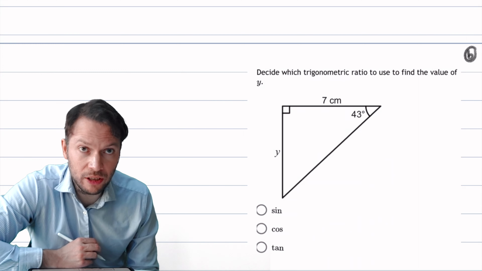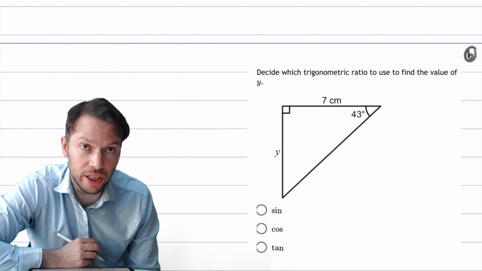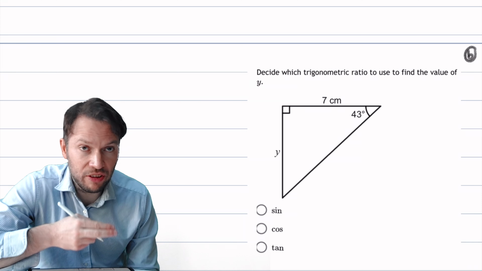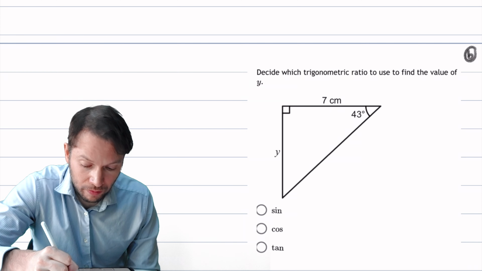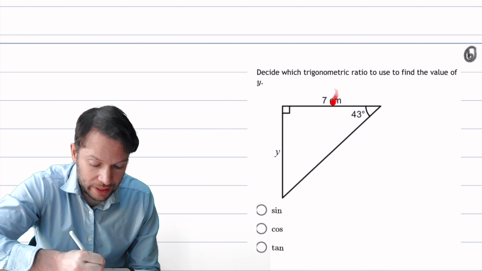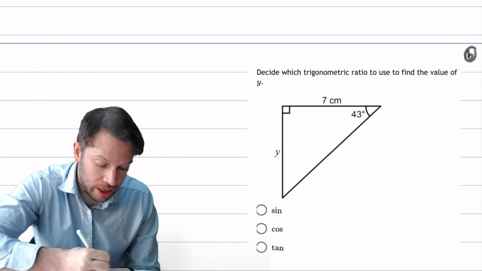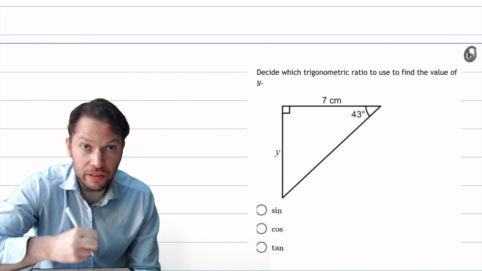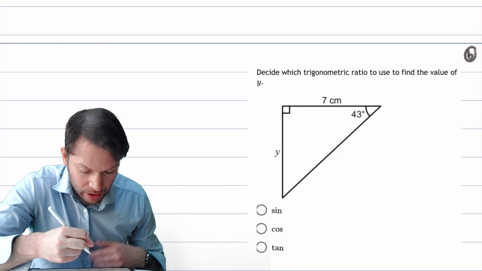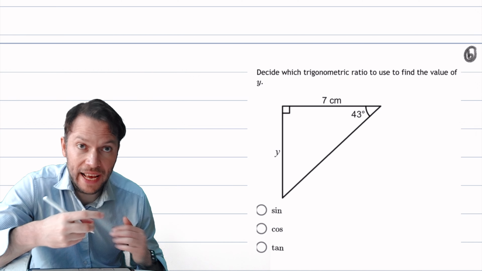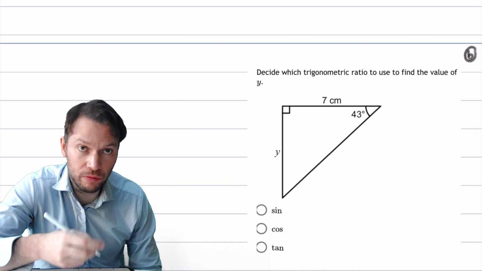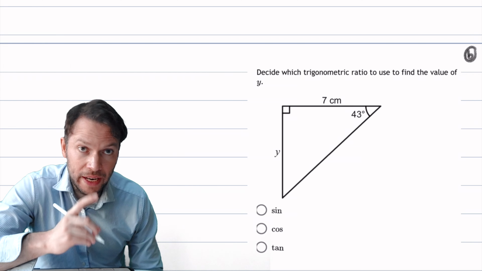Hi, in this video we're going to introduce trigonometric ratios. We use trigonometric ratios when we involve two of the side lengths of a right angled triangle and one of the angles other than this 90-degree angle here. What we saw in the previous video is how to label the sides of a right angled triangle relative to an angle of interest.